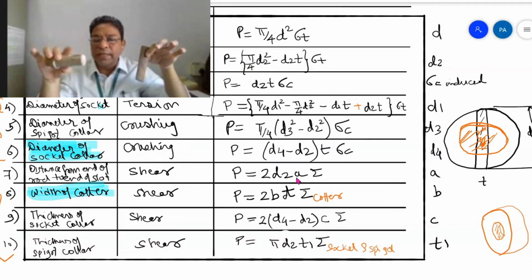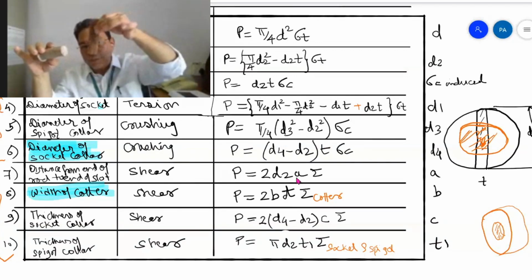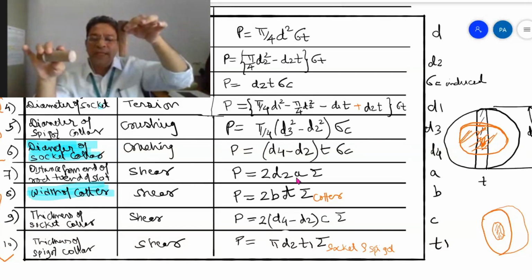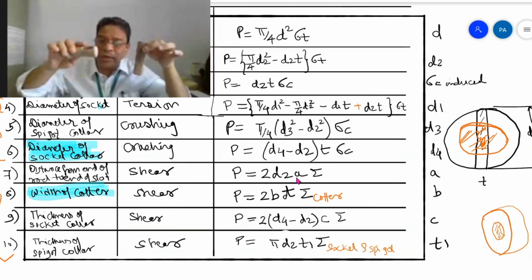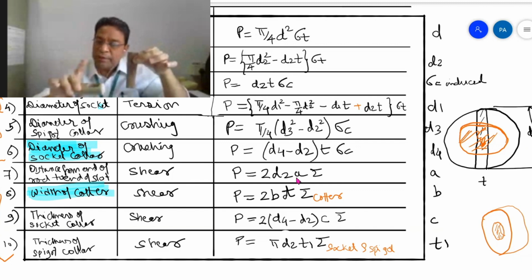अगर मैं इसको 90 पे टूटने वाला, if this is going to fail at 90, whatever may be the shear stress of this, it is going to fail at 90. So at what value should I design it? I should design it at a value of 90 because I don't want this to fail. मुझे ये fail नहीं होना है.